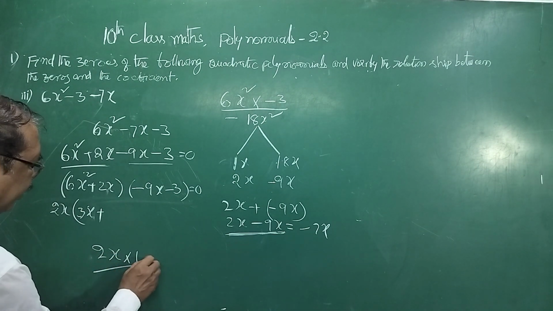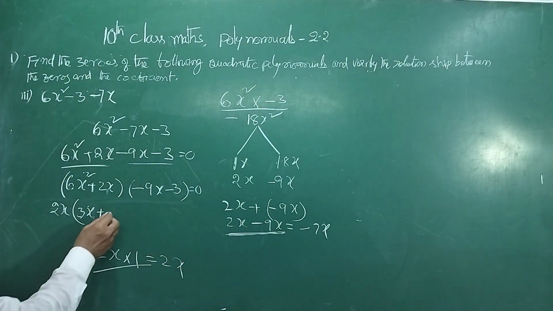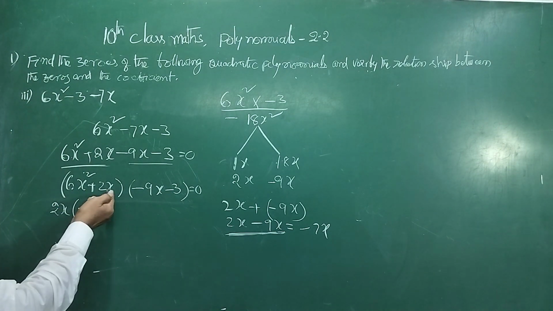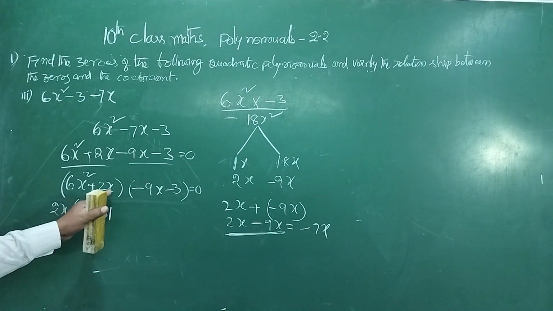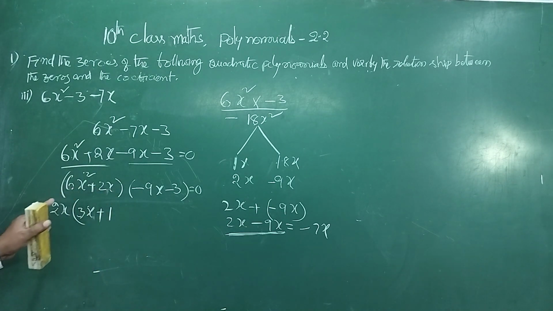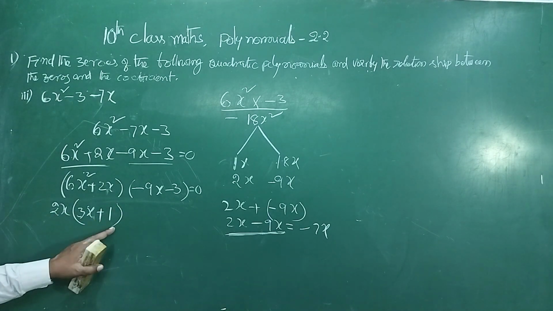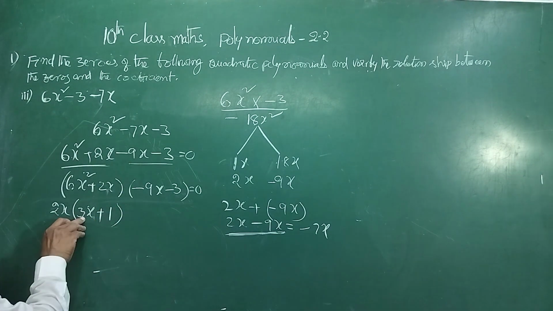2x into 1 is equal to 2x. So 1 will remain here. When we bring out 2x, only 1 will be left. 2x is equal to 2x, no change at all.